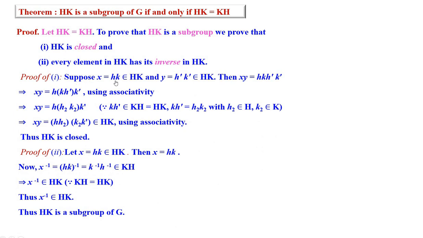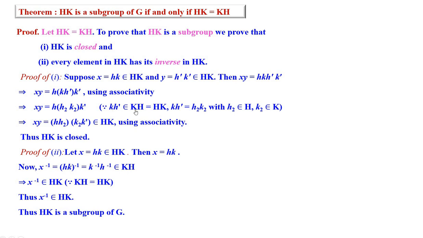So first we'll establish closure. Suppose x and y are in HK; to show that HK is closed, we have to consider two elements x and y and show that xy is also present in HK. So we consider x in HK, so you can write x as hk, and similarly y in HK, you take it as some h prime k prime. Now you consider the product, so replace x by hk and y by h prime k prime. Now xy is given by this, and by associativity we can group like this, and this kh', where do we have it?